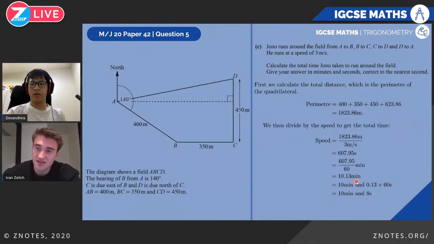But of course, they also want it in seconds to the nearest second. So 0.13 minutes is like 0.13 times 60 seconds, or indeed 8 seconds, roughly. So it's not 8 precisely, but it's like 7.8. But yeah, we round up because they want the nearest second.